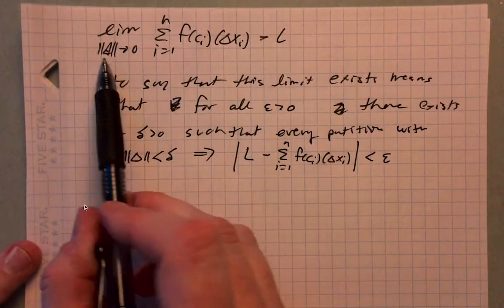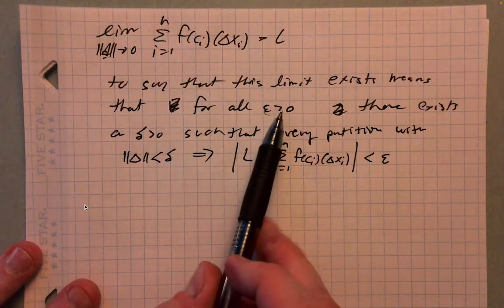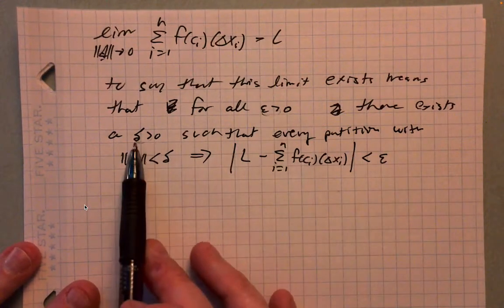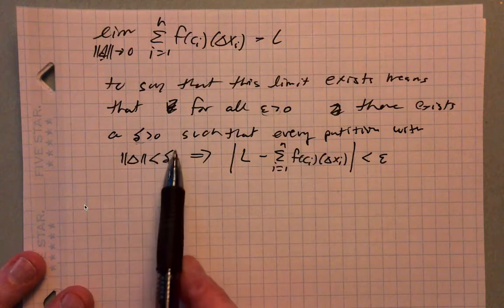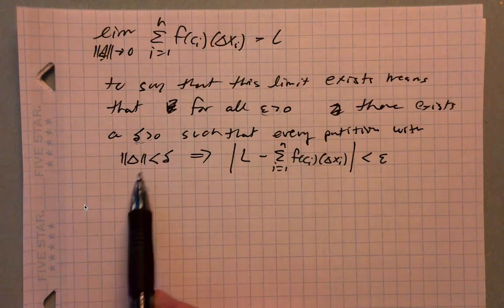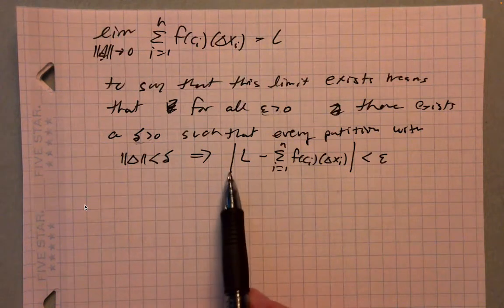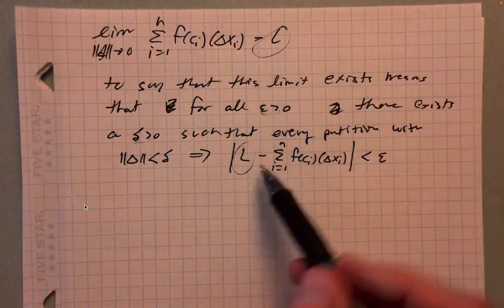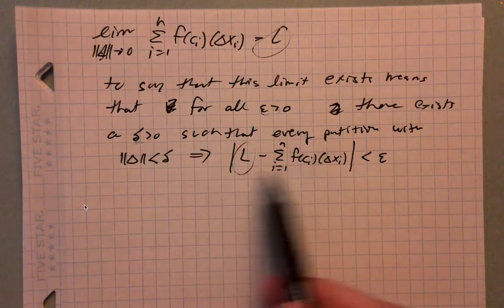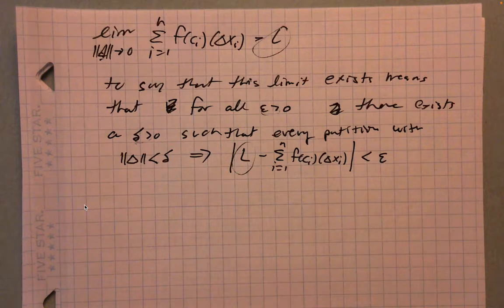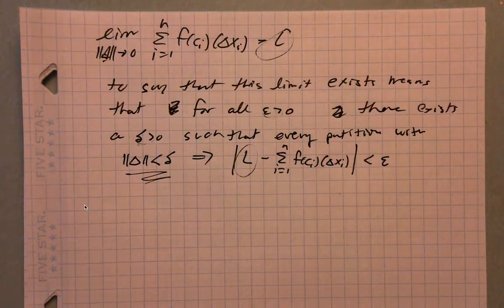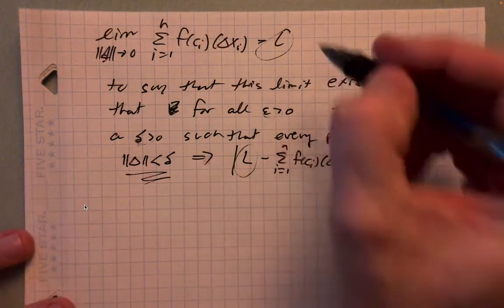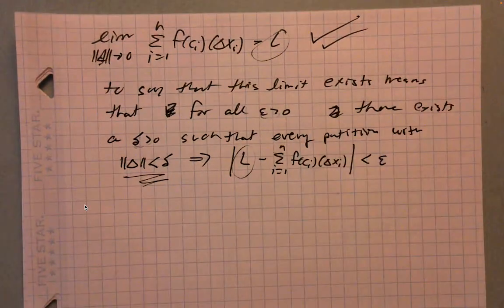Basically, if you give me an epsilon greater than 0, I am going to be able to come up with a delta greater than 0 such that any time the norm of the partition is less than delta, i.e., the width of the largest subinterval is less than delta, then the limit value L minus the Riemann sum, the estimated area, is going to be less than epsilon. I can get within epsilon of the true area by just making the partition fine enough. That's what this beautiful little ditty is telling us.